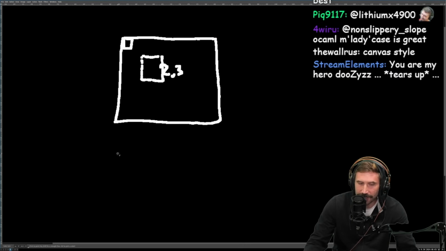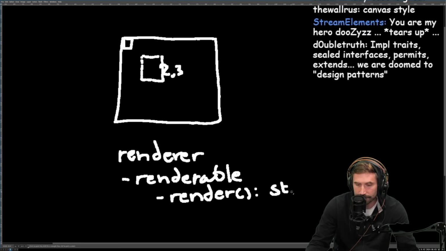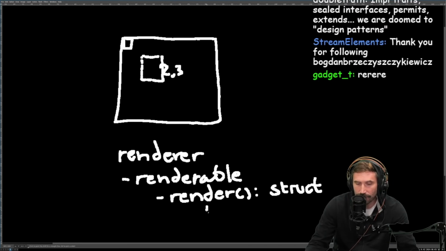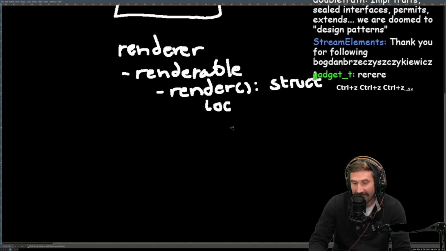So I want to have a renderer, right? And because I don't know what I'm doing, I want to take in a renderable. A renderable should have one function called render, which at this point needs to return a struct that contains its location, and then effectively its display. I'm not really sure what you call this thing. It's ASCII. We're going to call it its ASCII.